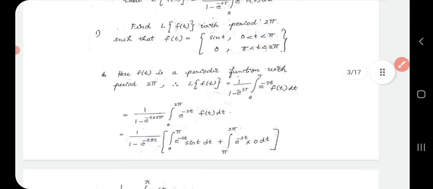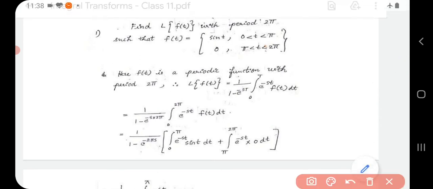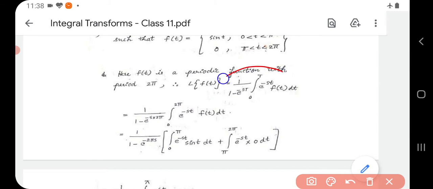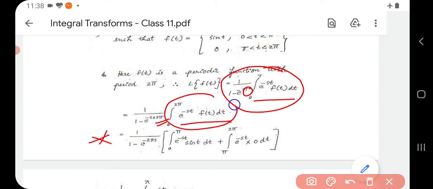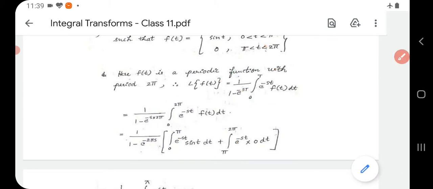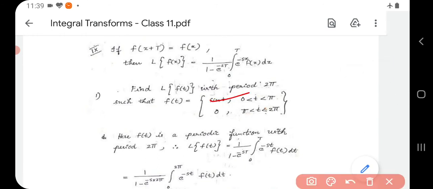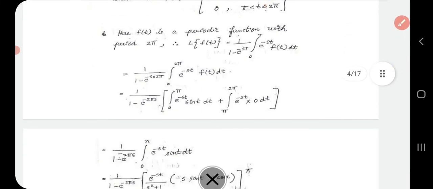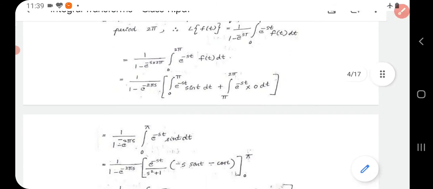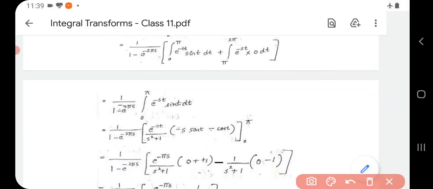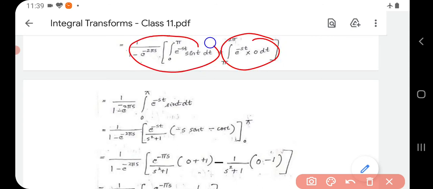Now what you do, in place of T here, now we are going to solve this part. Here in place of T you have written 2 pi. Why? Because the time period is 2 pi. Rest everything is kept as such. Now the rest everything is integration. You are splitting this into two, 0 to pi and pi to 2 pi, and writing the appropriate function in that limit. From 0 to pi, what is the value? Sin t, and from pi to 2 pi, the function is 0. So apply those values here. Then this one will become 0, so it is not there. You are having only this.